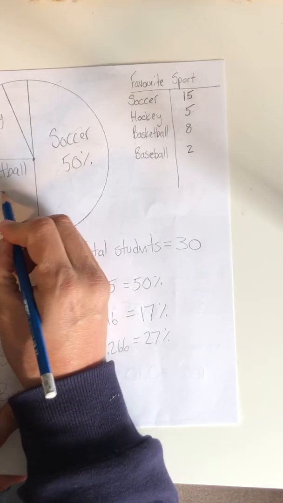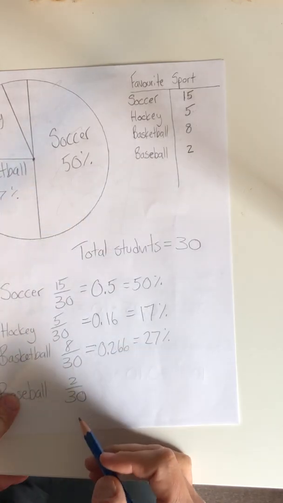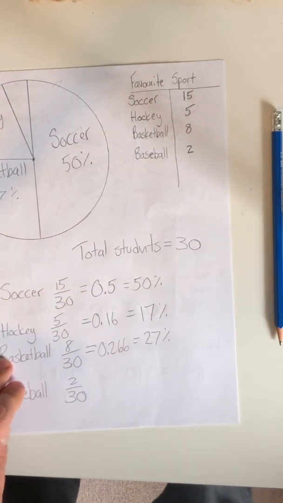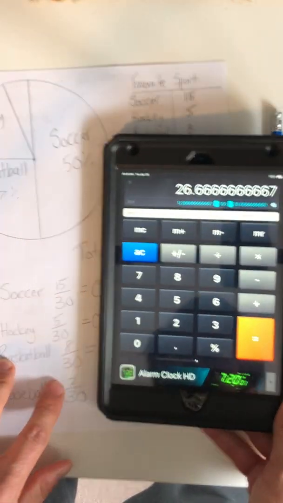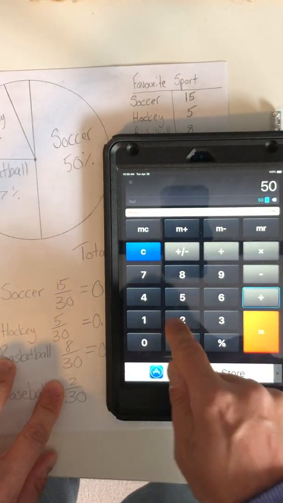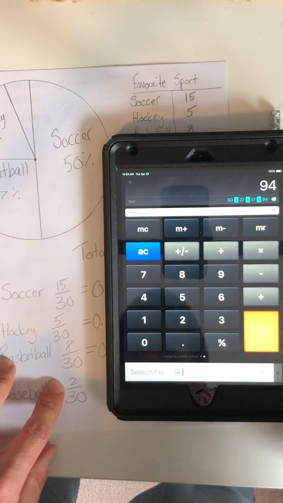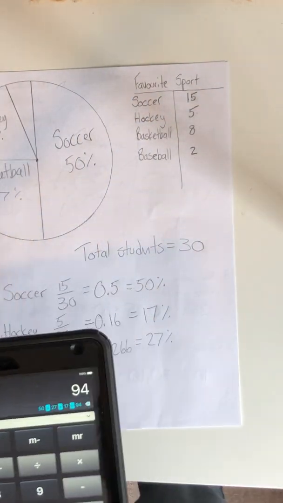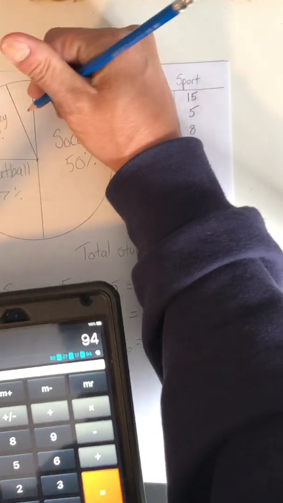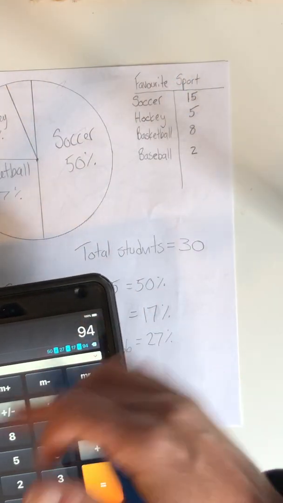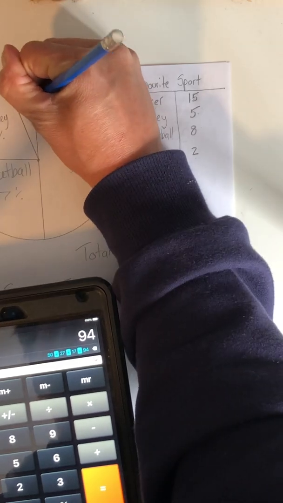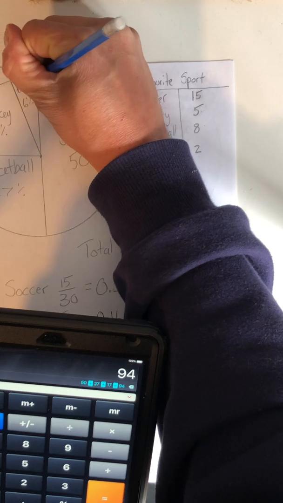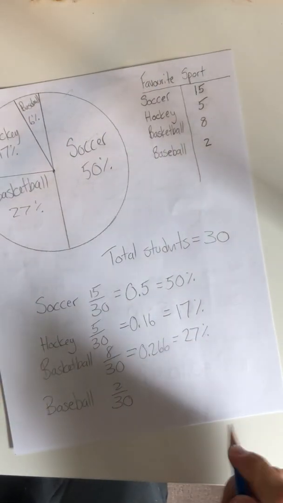27%. Now for this last one, I could do the calculation here, or I could add them up and see what I have left over. So let's do it that way, and then we can just double check after. So 50 plus 27 plus 17 equals, okay, 94%. So that means my last little section here needs to add up to 100. So 94, it would take me 6 more percent to get to 100. So baseball is 6%. Now let's just double check and make sure that works out.